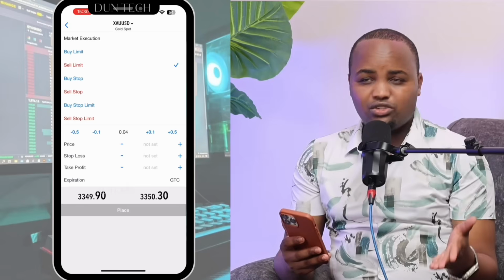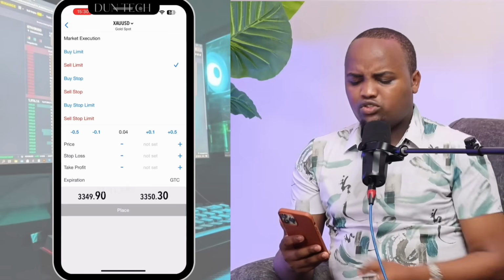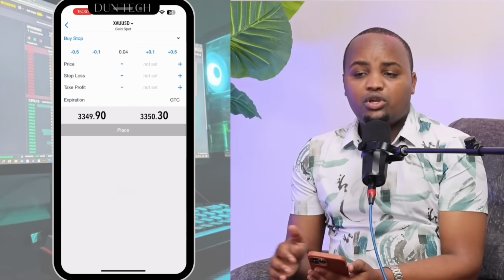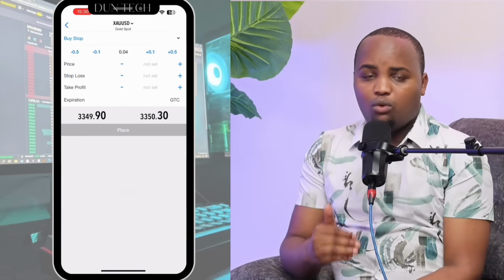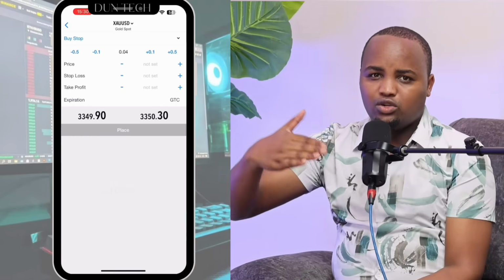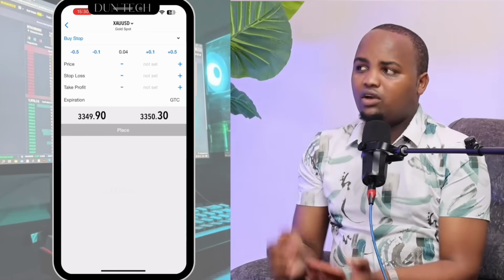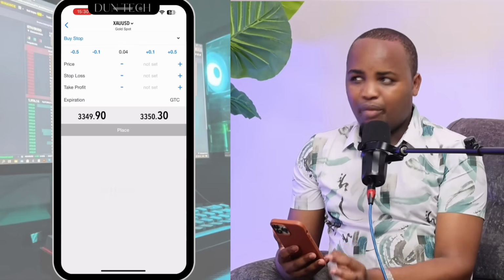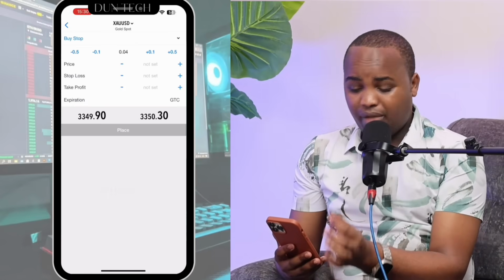Now what are these buy stop and sell stop? Buy stop means that you are probably predicting that when the prices move up, they are going to continue moving up. That is the time you press the buy stop.